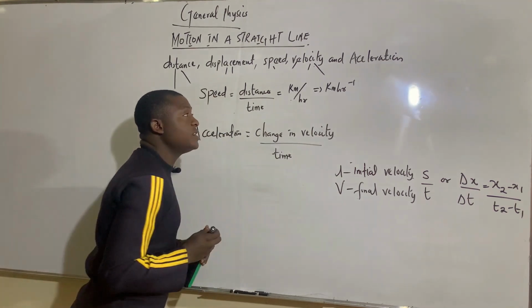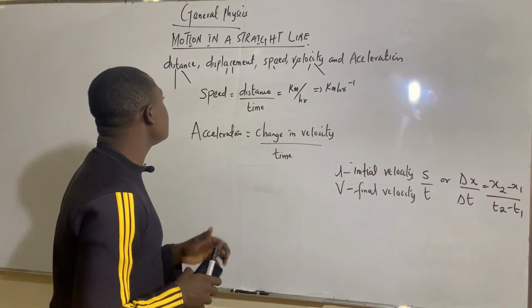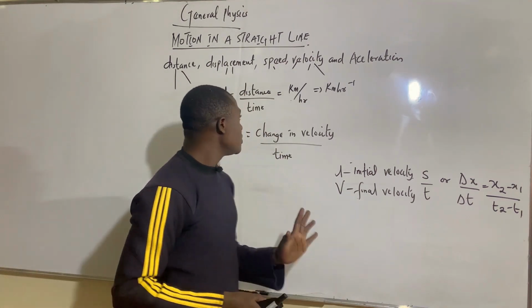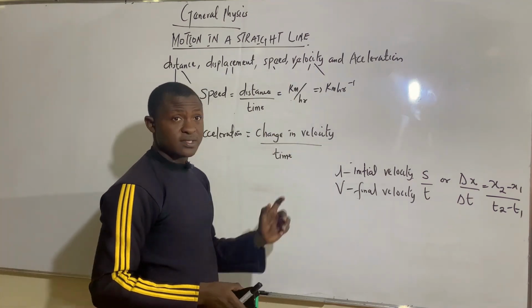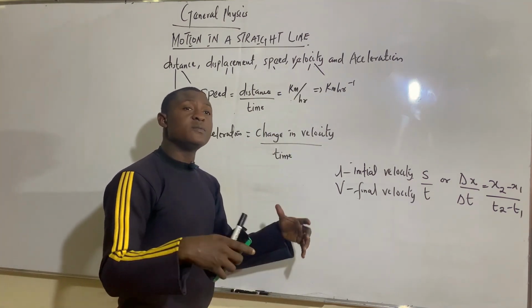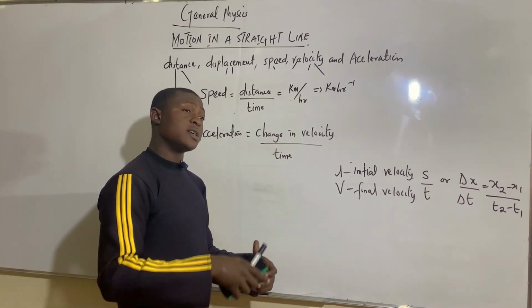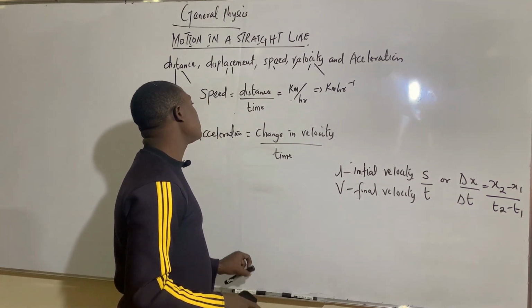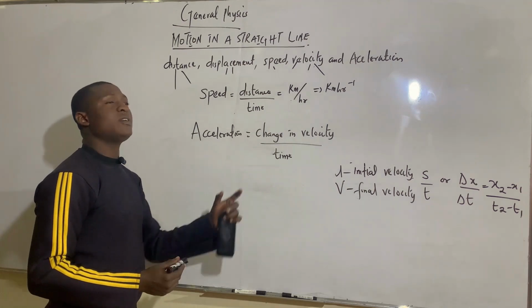So now we derive, since the distance and the speed are in either meter per second or kilometer per hour, the same thing is also applicable to velocity. Just like the velocity and the speed are the same, the only difference between them is that one is a scalar and the other one is a vector. So if you go back to this, we say acceleration is equal to change in velocity over time.